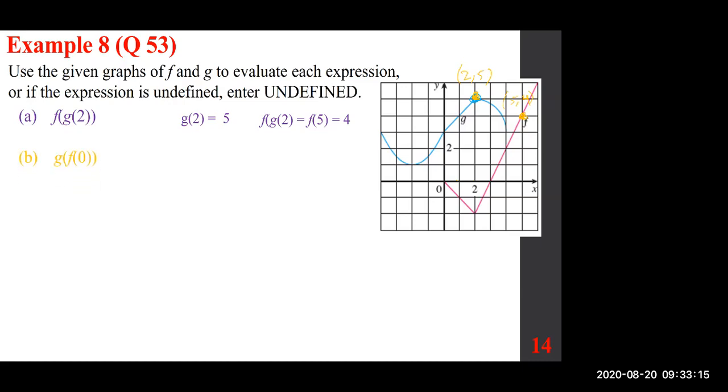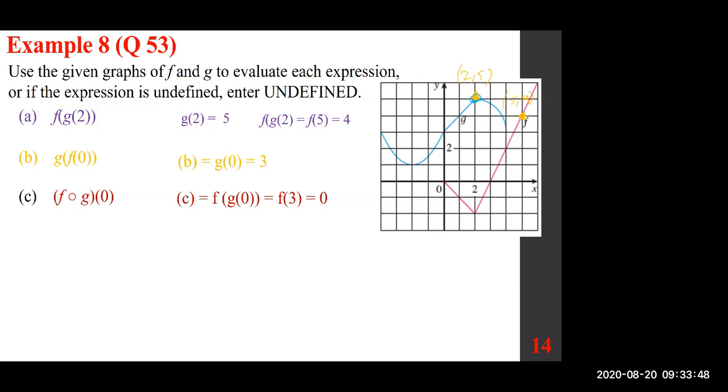G of f of 0, okay. F of 0 is 0, so you want g of 0, which becomes 3. F of g of 0, okay. F of g of 0, you have to find g of 0, g is the blue one, which is 3, and then f of 3, which is 0. So I hope you see it's very straightforward. You guys can find the rest of them.